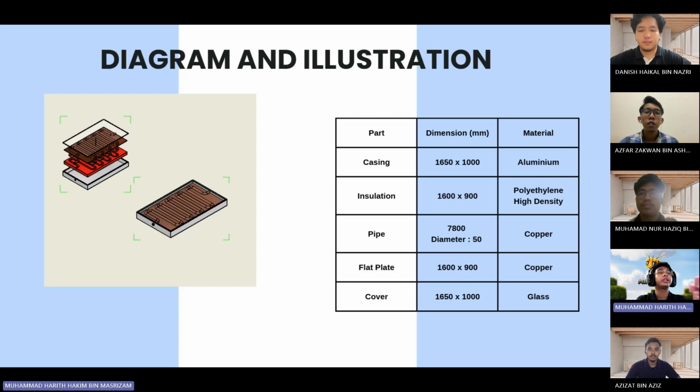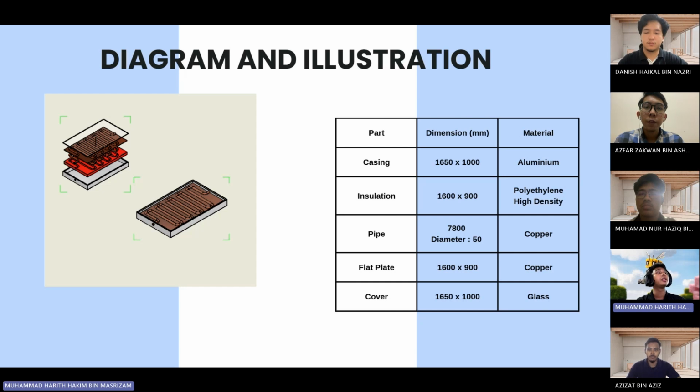So for the diagram and illustration, we have the parts: casing, insulation, pipe, flat plate, and cover. And we have the dimension and the material. So the first one is the casing. The dimension is 1650 times 1000 and the material is aluminium.